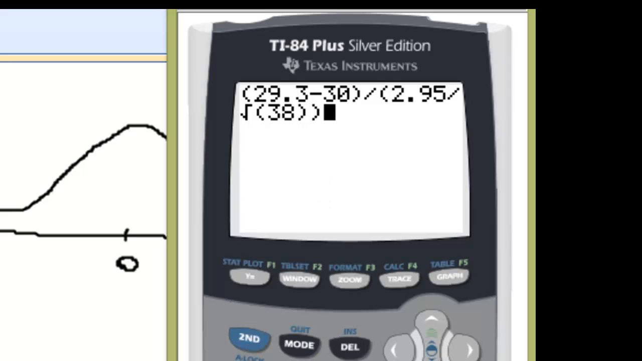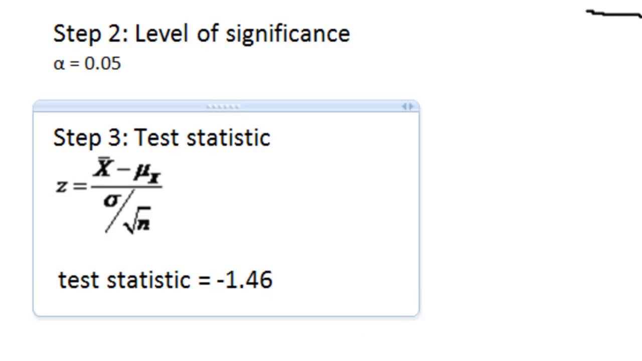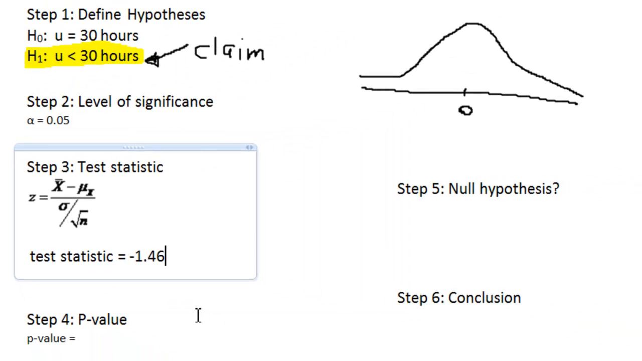So I'm going to do all this in my calculator, and it gives me a z-value. A test statistic is a z-value. It's a standardized number of negative 1.46. So I'm going to type that in over here. Negative 1.46. Now, here's where the p-value part of this comes in. What is the area in the tail? Now, this is important. What's the area in the left tail? And I'm going to show you why it's the left tail in just a second, if the z-value is negative 1.46 based off of our test statistic.